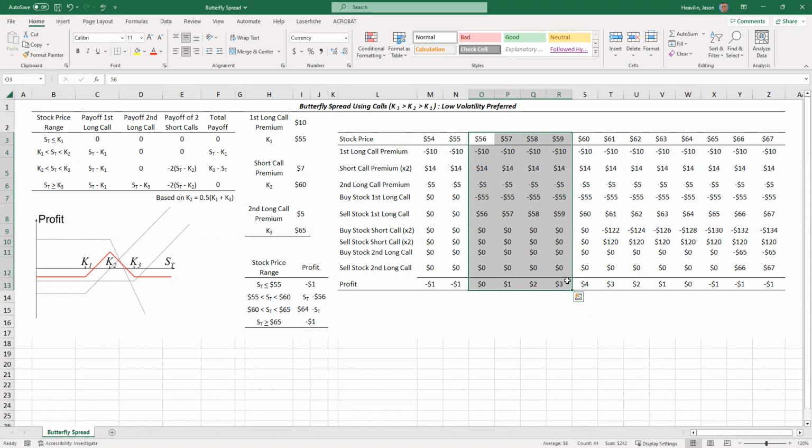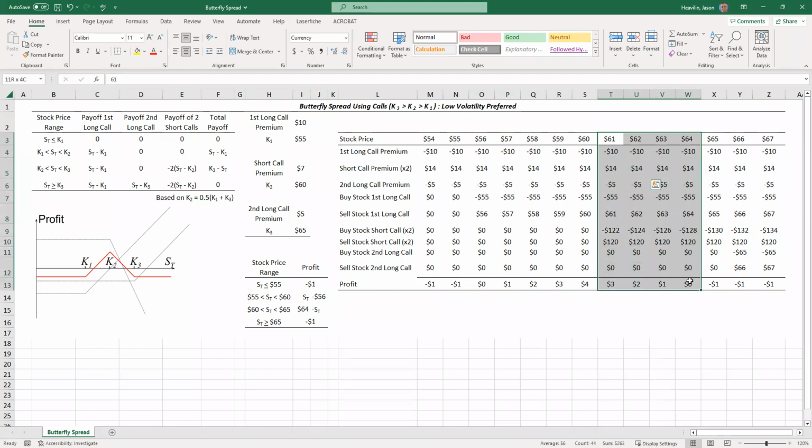The other scenario is where you're between K2 and K3, but not equal to either. So now we're looking at 61 to 65.